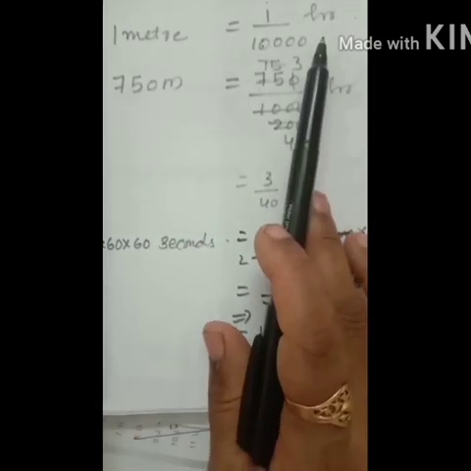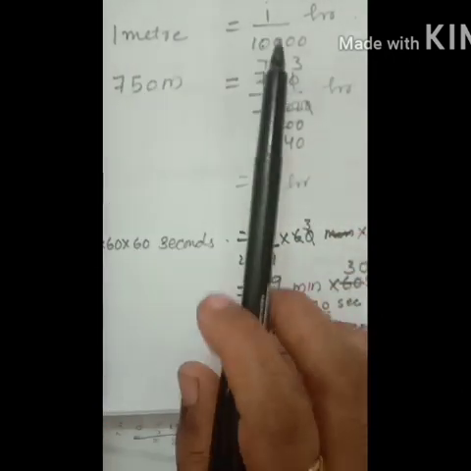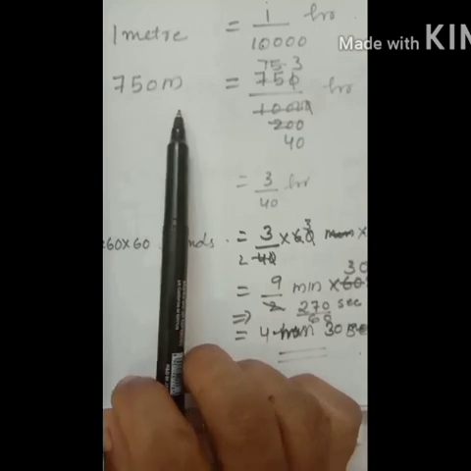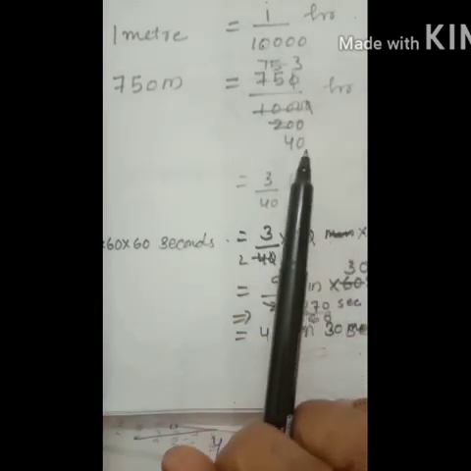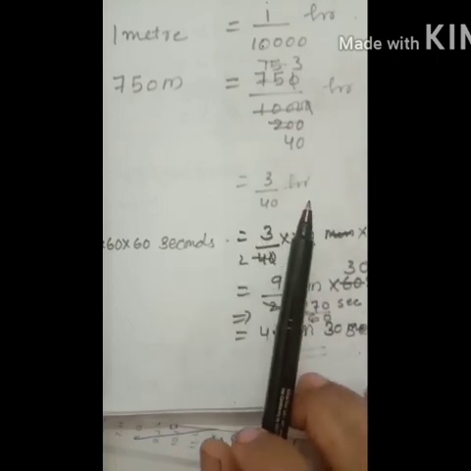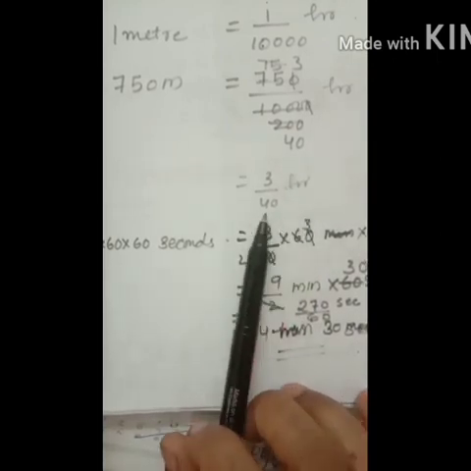10,000 meters in 1 hour. Then 1 meter takes 1 by 10,000 hour. They are asking for 750 meters, how much time? Then 750 into 1 by 10,000, cut it. You will get 3 by 40 hours.